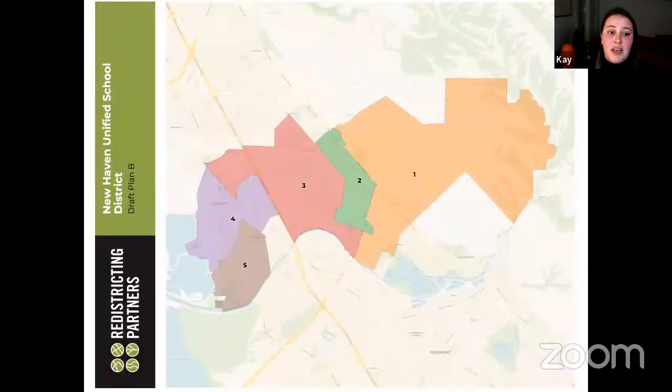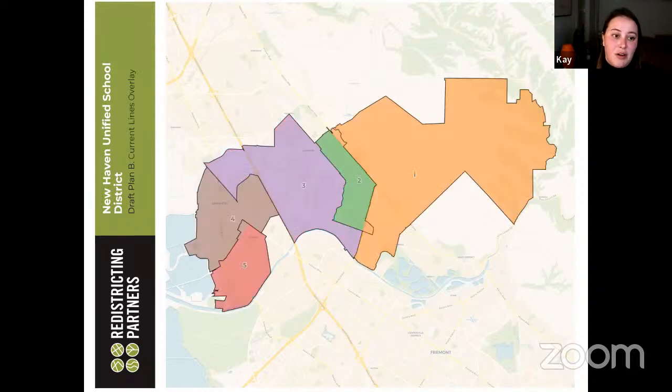And so draft Plan B, we have one more change than draft Plan A. As we can see with our current lines overlay, in addition to the changes that we made to draft Plan A, we also have a change in 1 and 2 to further population equalization. At the bottom, there's the southernmost area of 1 and 2, taking in that neighborhood there.